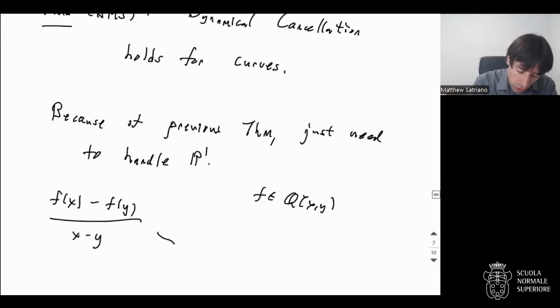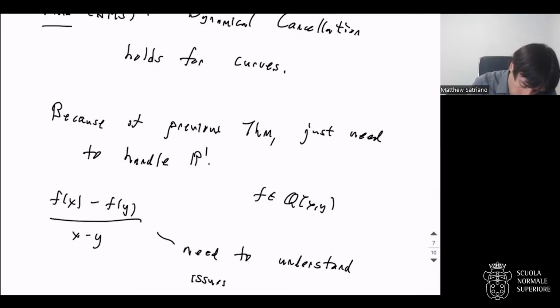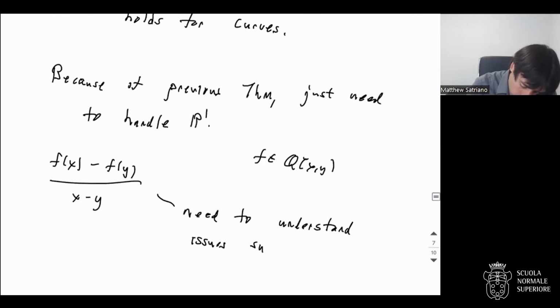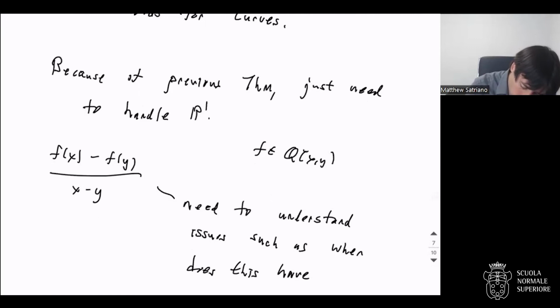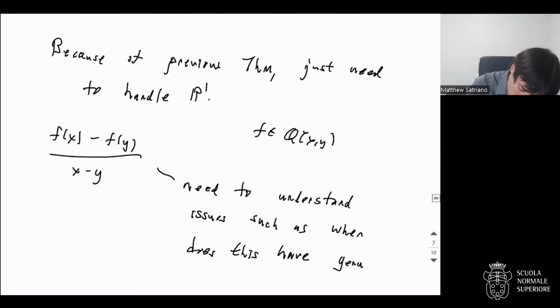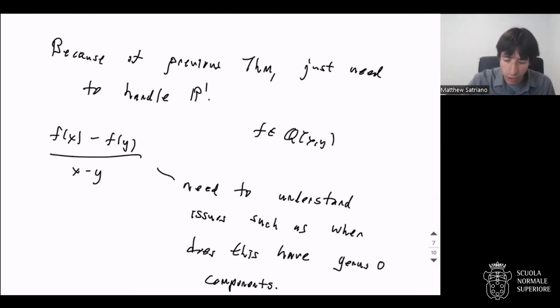So you need to understand issues such as when does this have genus 0 components? But not only that, right? Under iterated pre-images.